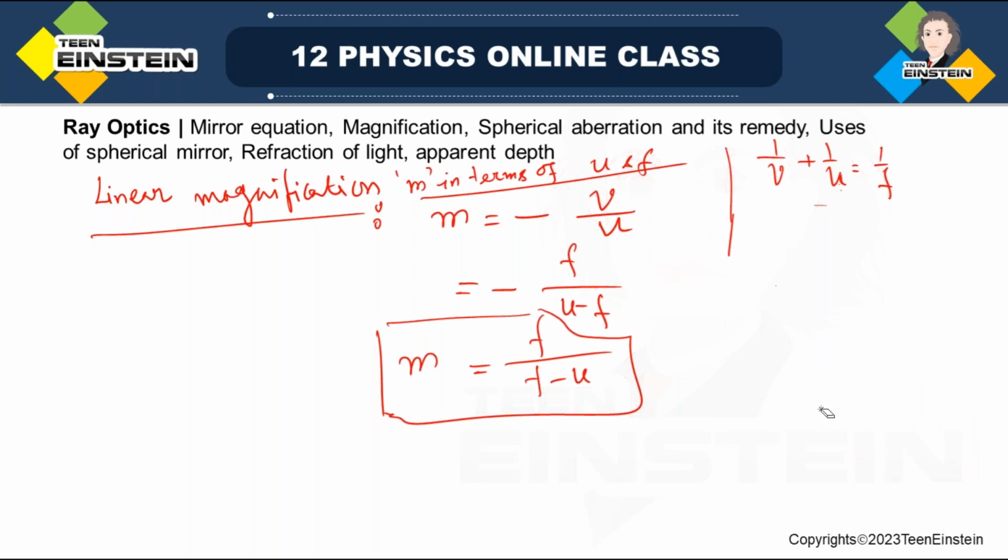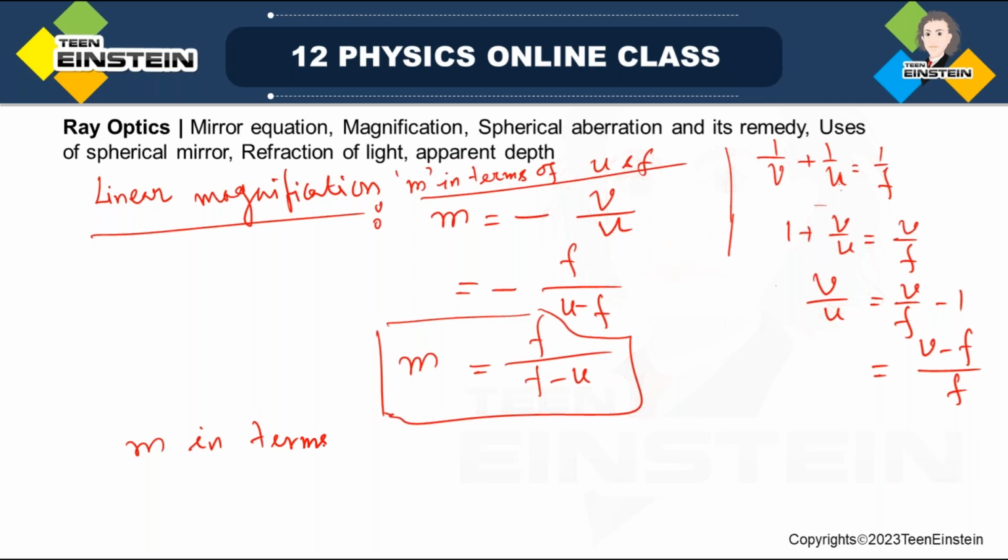Just a minute. If we multiply v on both sides, this will be 1, this will be v by u, and this will be v by f. So v by u is equal to v by f minus 1, so (v minus f) divided by f. So this is the m in terms of v and f.